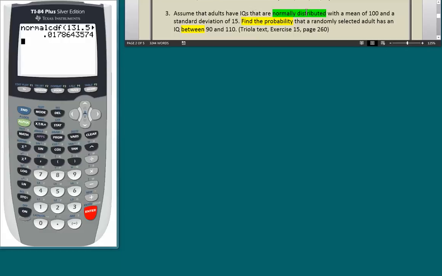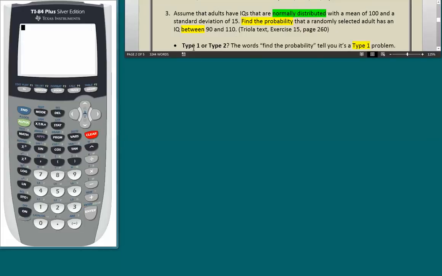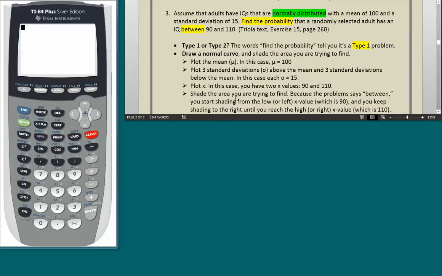Assume that adults have IQs that are normally distributed with a mean of 100 and a standard deviation of 15. Find the probability that a randomly selected adult has an IQ between 90 and 110. Our first issue is always type 1 or type 2. Again, we see the words find the probability. That tells us it's a type 1 problem.